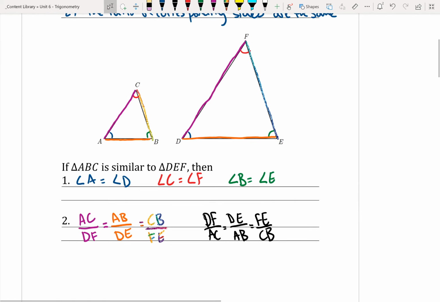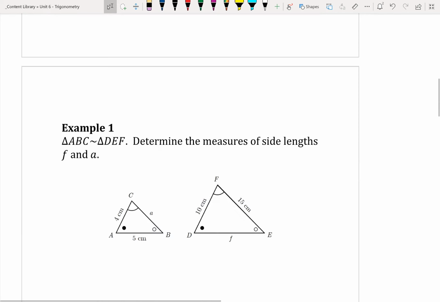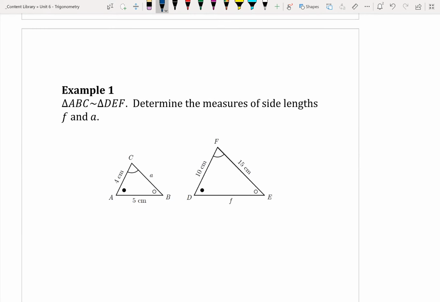So again, this is just an overview, the theory behind what makes a similar triangle. So let's look at an example. Here we're looking at triangle ABC, and this little symbol here, this squiggly line, means similar to. So I'm telling you that triangle ABC is similar to triangle DEF. We can see that all the angles are the same because they have the same symbol representing them. And the question is asking us to determine the measures of side lengths F and A.